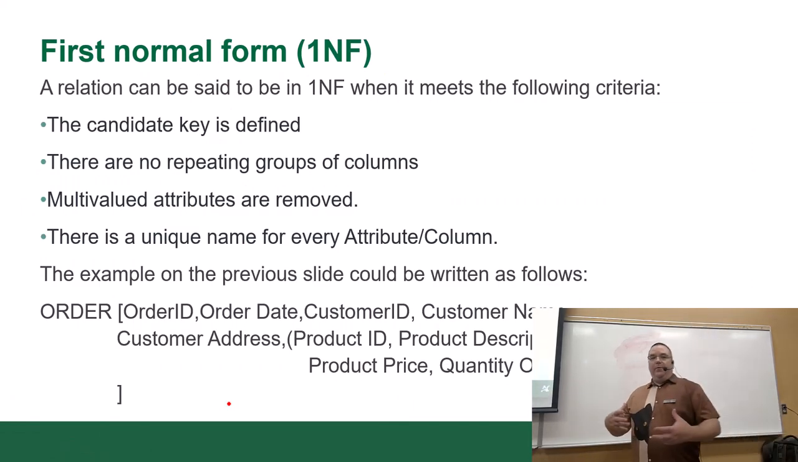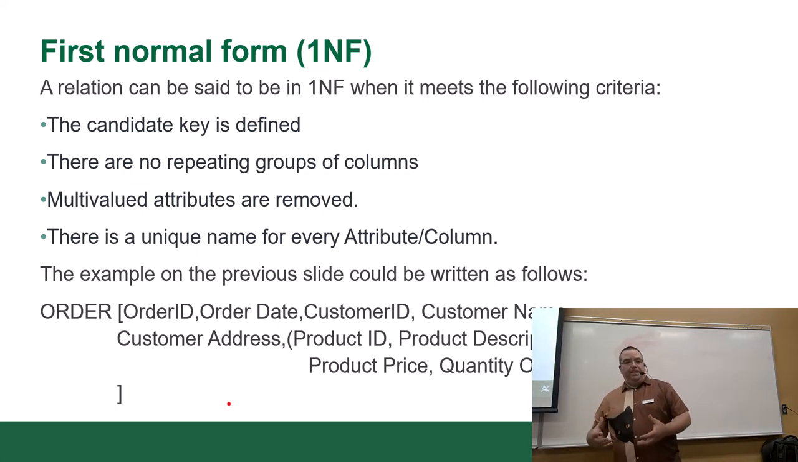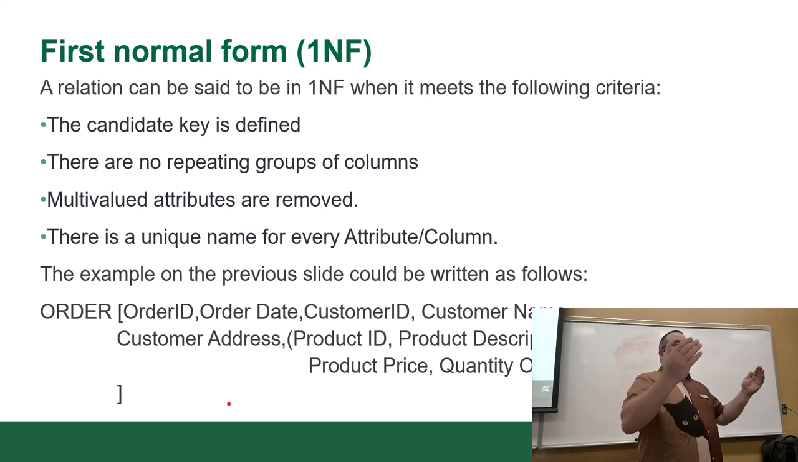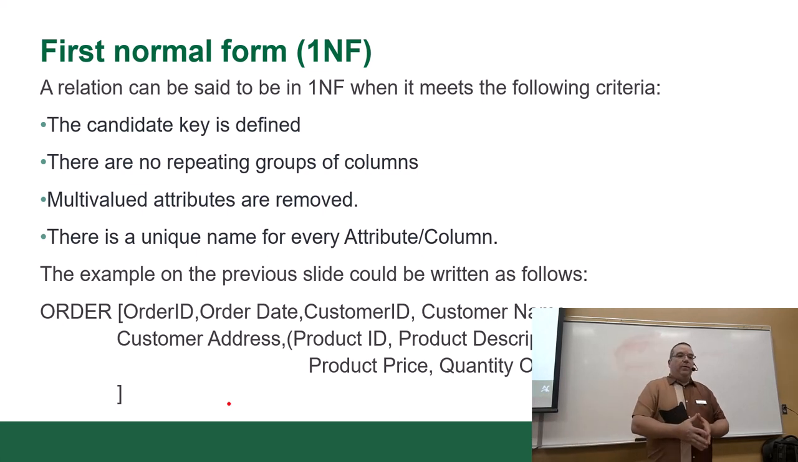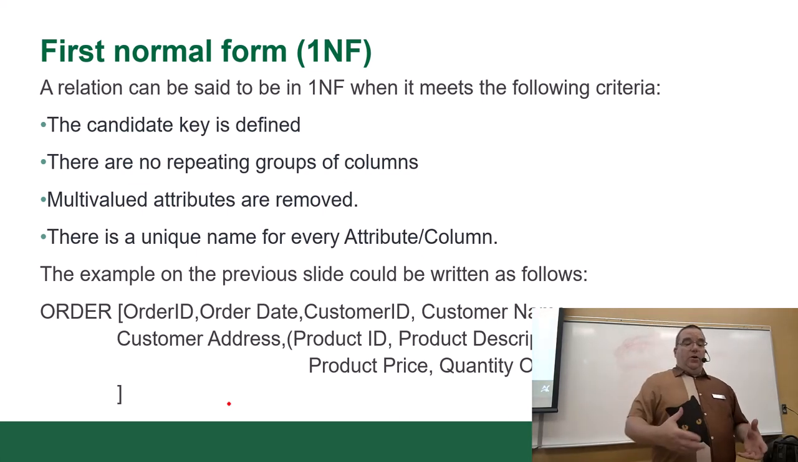So for a relation to be in first normal form, it has to meet specific criteria. The candidate key is defined. In other words, there's a primary key defined. There's no repeating group of columns, and multi-valued attributes are removed. There's a unique name for every attribute or column. So the example on the previous slide could be written using that syntax I had up here as follows.